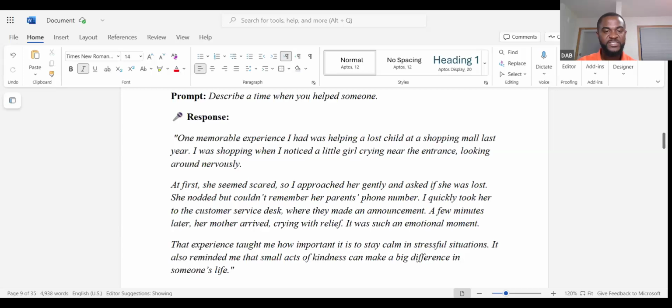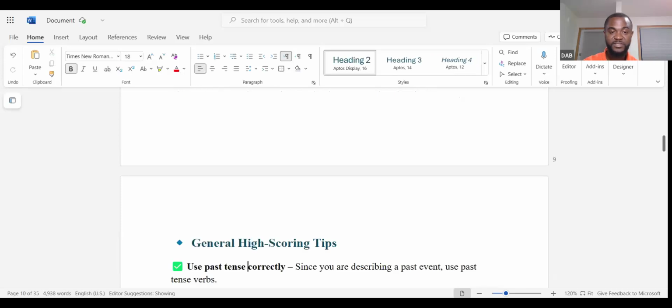So, at first, she seemed scared. So I approached her gently and asked if she was lost. She nodded but couldn't remember her parents' phone number. I quickly took her to the customer service desk where they made an announcement. A few minutes later, her mother arrived, crying with relief. It was such an emotional moment. That experience taught me how important it is to stay calm in stressful situations. It also reminded me that small acts of kindness can make a big difference in someone's life. That is it.